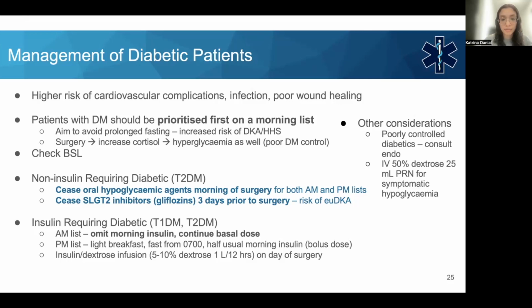And they have their half of the bolus dose in the morning, okay? And to prevent them from having hypos, you can have them on an insulin and a dextrose infusion combined, okay? If you have a poorly controlled diabetic, you can consult the endocrinologist because they're the experts in diabetes. And then if you have any patient who's having a symptomatic hypo, you can give them some dextrose through an IV, but you can still keep them fasted.